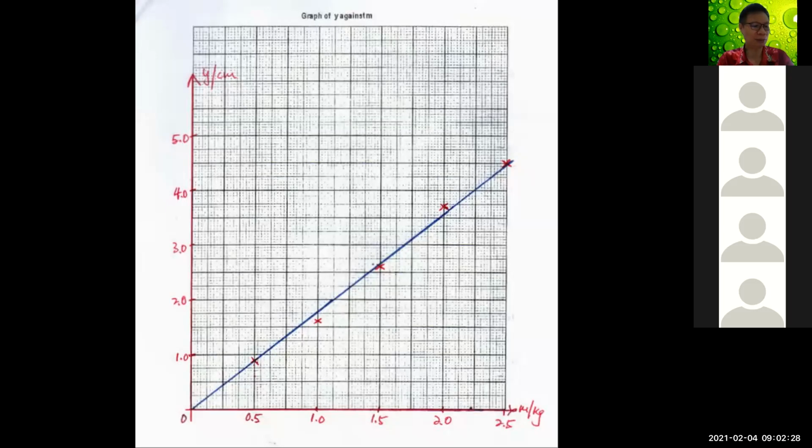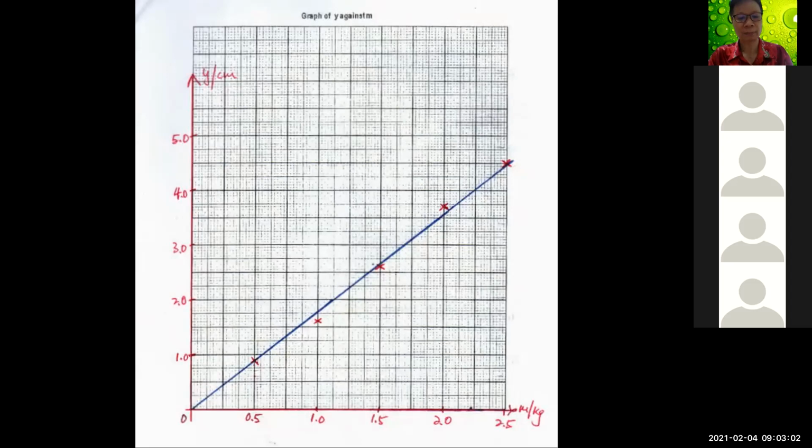I see who was the first one. Okay, the first one is Teo Si Ming. Congrats. Okay, let me see your graph. Yes, Teo Si Ming, well done. Your graph is correct. The second one is Georgine Yo.